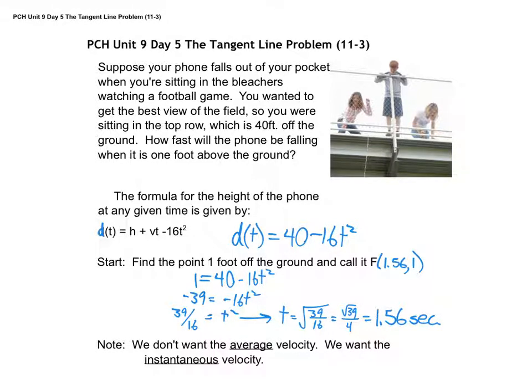Now, just using what we know, what's another point on this graph? The initial point. Okay, what's our initial point? 0, 40. Other way around. 0, 40, yeah. Okay? So at 0 seconds, it's 40 feet off the ground.